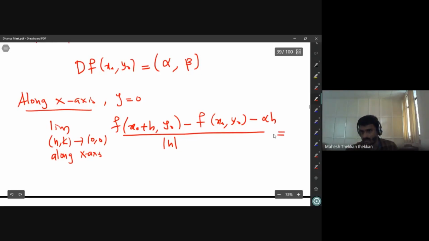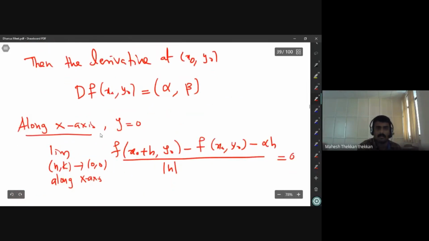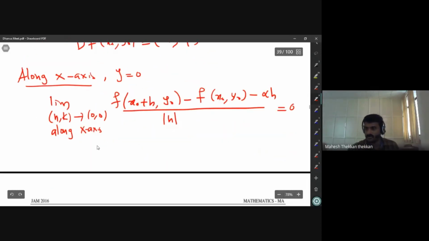So what I am saying is, suppose this limit exists, which we have assumed. Then you have to look at all possible paths, and in every path this limit has to be 0. So I look along the x-axis, and again it has to be 0. So what does this equation actually mean? It means alpha is nothing but the partial derivative of f with respect to x at x naught, y naught. So this implies alpha is equal to fx at x naught, y naught.